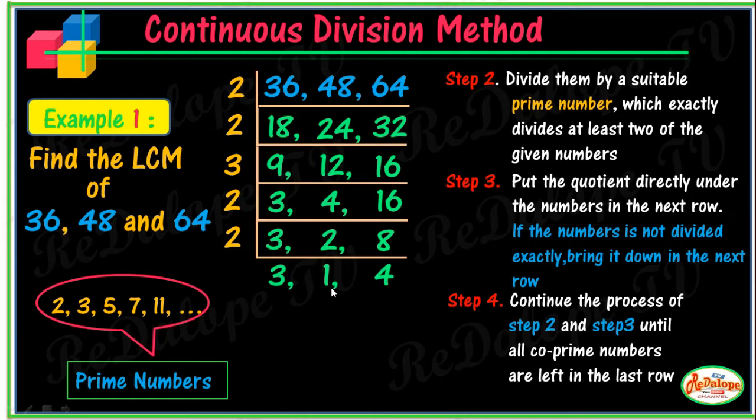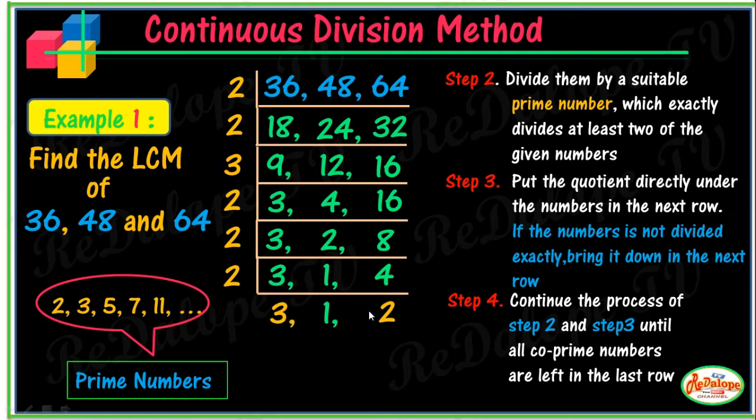3 and 1 are prime numbers, but 4 is not. So we'll divide this by 2. Divide it again by 2, so we have 3 divided by 2 cannot be divided, so bring it down here. 1 divided by 2 cannot be, bring it down here. 4 divided by 2 is 2. Now, kung mapansin nyo, 3, 1, and 2 are co-prime.